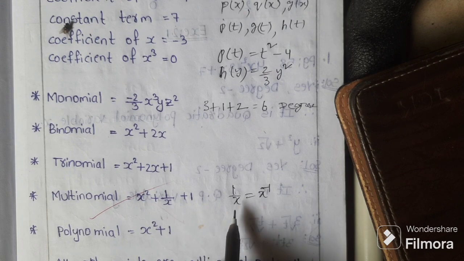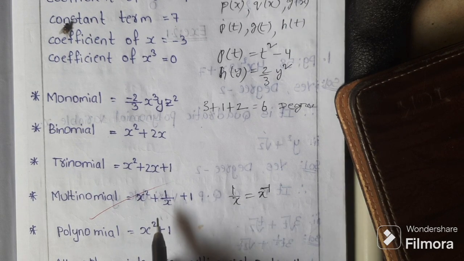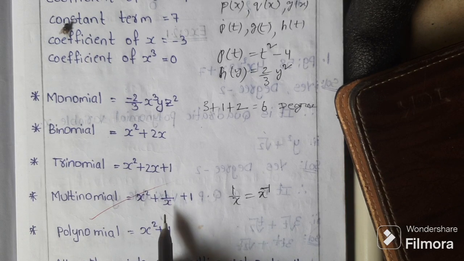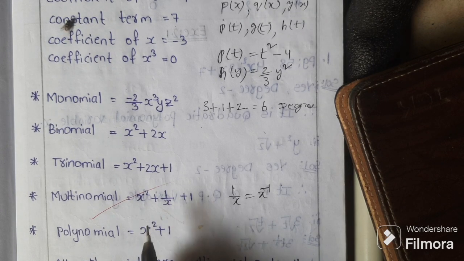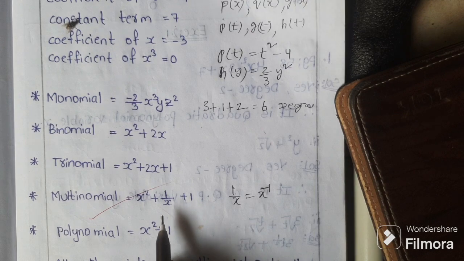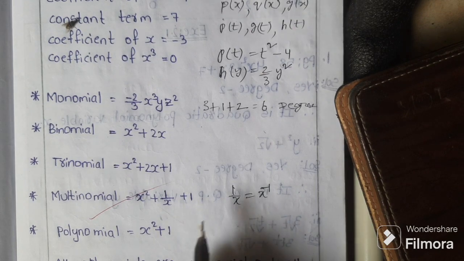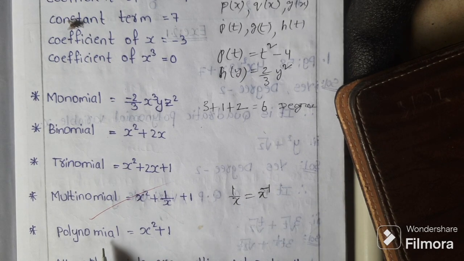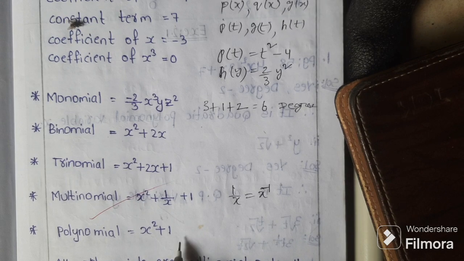Multinomial means the powers may be positive or negative numbers, but polynomial means the power or degree of a polynomial is always a positive number, from 0 onwards. That means whole numbers should be kept. So for polynomial, another example I gave is x square plus 1.